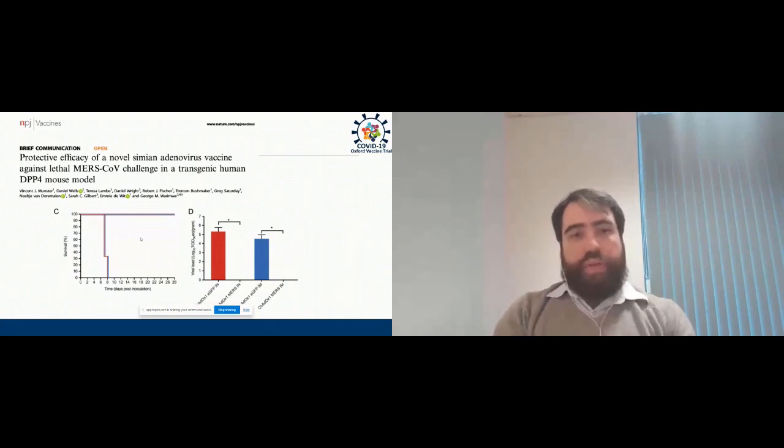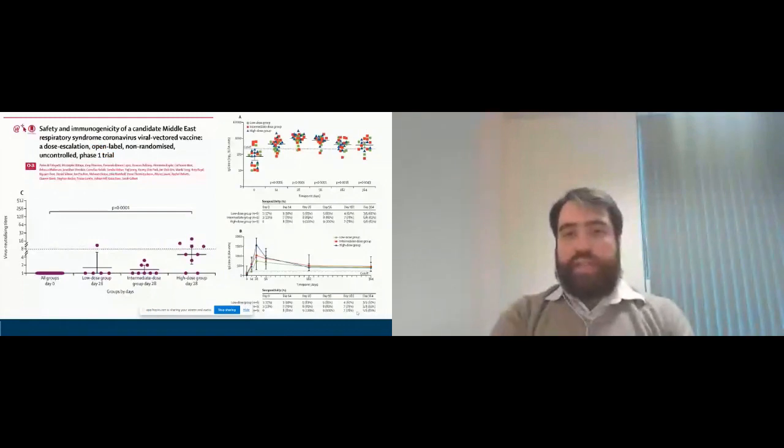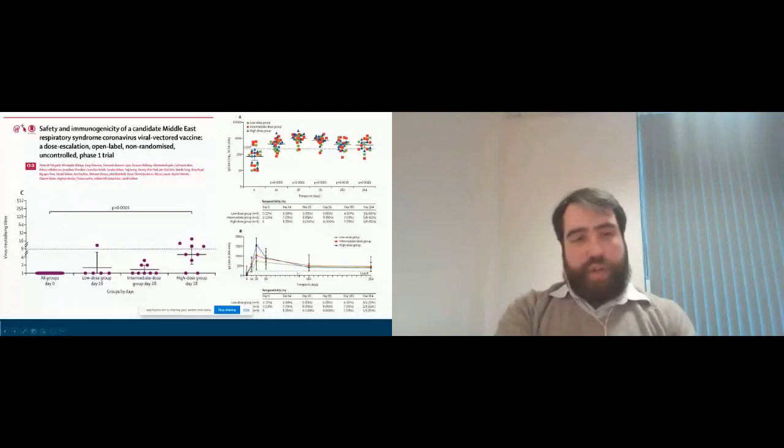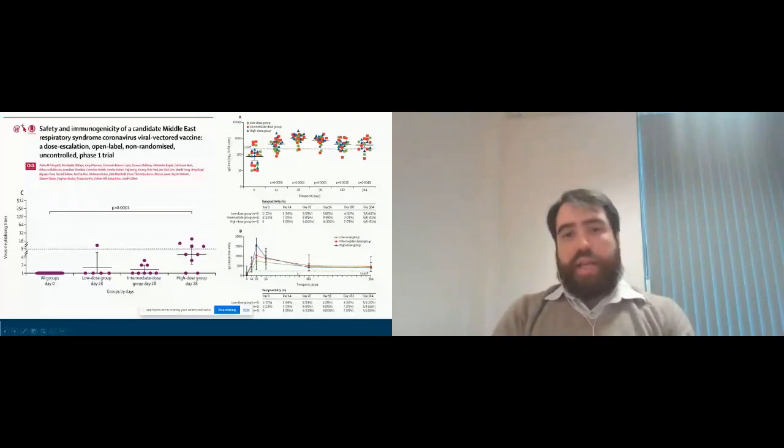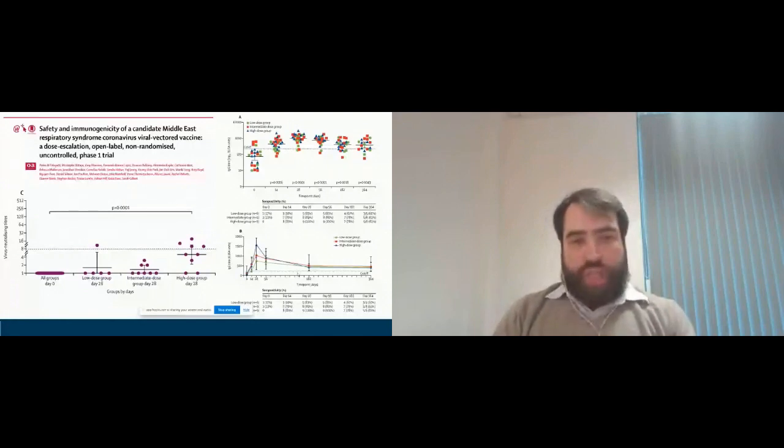And earlier this year, we published our results of a phase 1 dose escalation study for our MERS vaccine, where we observed that the high dose group was able to seroconvert in about 100% of the participants, and antibody levels were maintained for about a year post single dose vaccine administration. We haven't followed up these participants for over a year, so that's the maximum amount of data that we've got so far. And the higher dose group was also able to induce neutralizing antibodies.